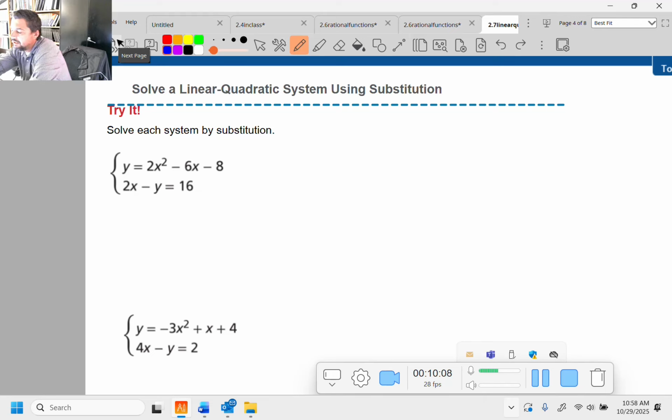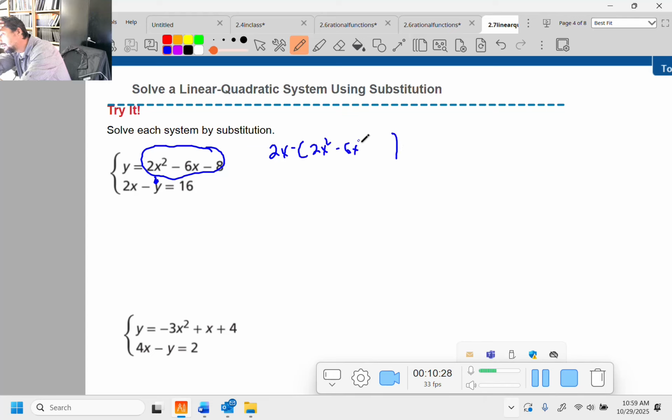All right, so we're going to do a try it. I'm not going to do both of them. I'm just going to do one of them because I don't really want to do all of them. We're going to use substitution. Again, we're going to put that right there. So I have a 2x, and I'm taking away 3 or more things, so I do need to be wrapping. 2x squared minus 6x minus 8, and that would equal 16. All right, do not forget to distribute your negative. So minus 2x squared plus 6x plus 8 still equals 16. And combine our like terms.